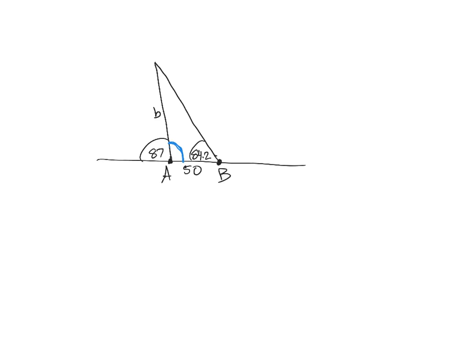Anybody? What'd you say? 93, how'd you get that? Yeah, this is a straight line, very good. They're a linear pair. So 93 and 87 is 180 degrees. So that's 93 degrees there.